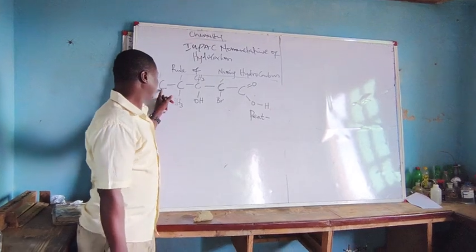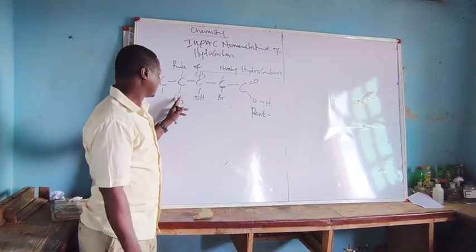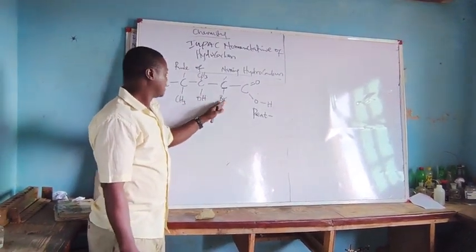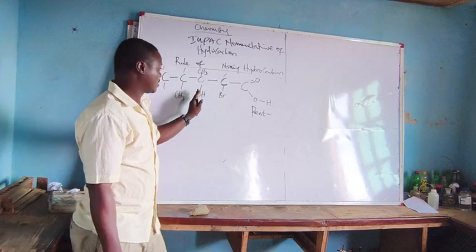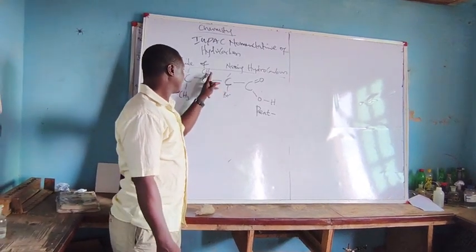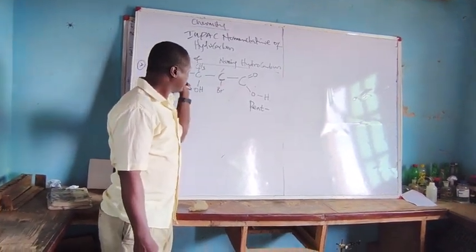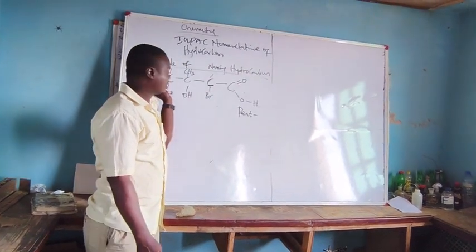Then now we have branches, we have substituents. This is a branch because it's carrying carbon, but this is not carrying carbon, so it becomes a substituent. So we have one, two, and two branches. Now, the next thing is, what is the name of the longest chain? What is the root name?